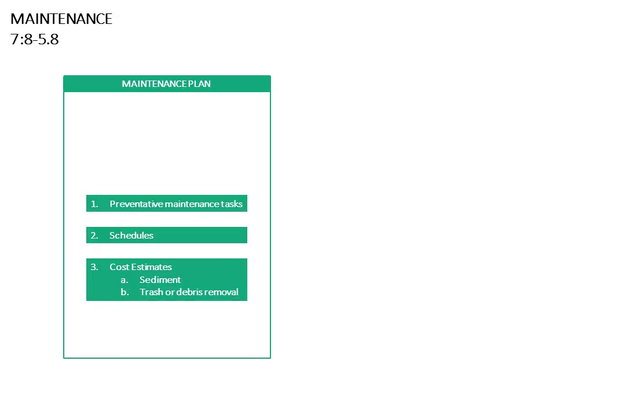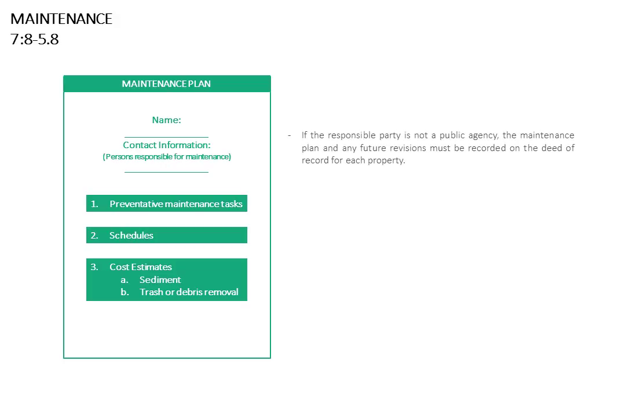The final standard is the requirement for a maintenance plan for all structural and non-structural stormwater management measures incorporated into a major development. The plan must include specific preventative maintenance tasks, schedules, and cost estimates, which include estimated costs of sediment, trash, and debris removal. The name and contact information of the person or persons responsible for maintenance must also be included in the maintenance plan. If the responsible party is not a public agency, the maintenance plan and any future revisions must be recorded on the deed of record for each property on which maintenance is required.